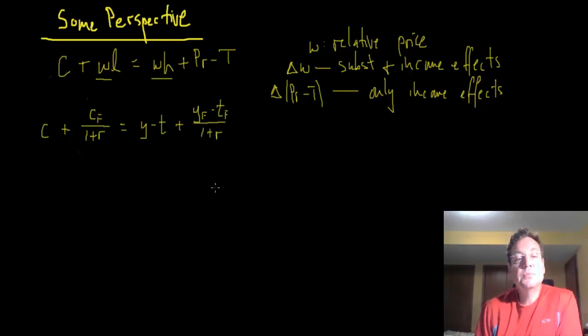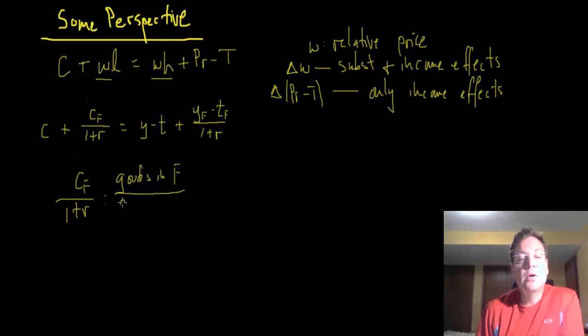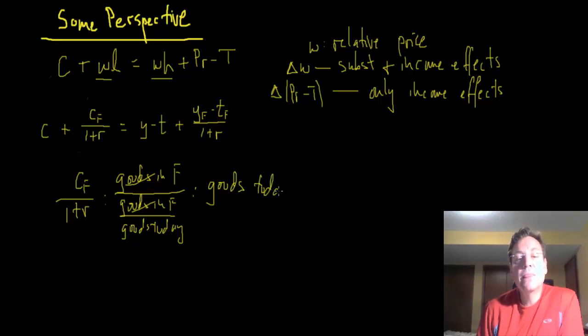in the future. And just so that we're clear on this, when you have CF over 1 plus R, CF is in goods in the future. 1 plus R is in units of goods in the future over goods today. Remember, that's a relative price. So these units cancel, and you end up with something that is just in units of goods today. Okay, and the same thing on the right-hand side.